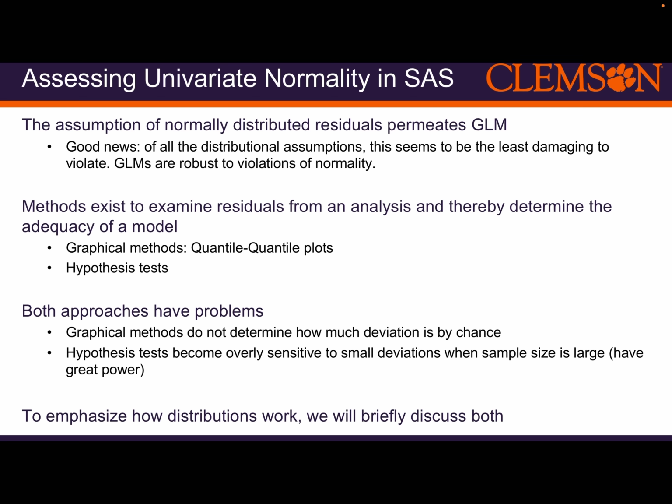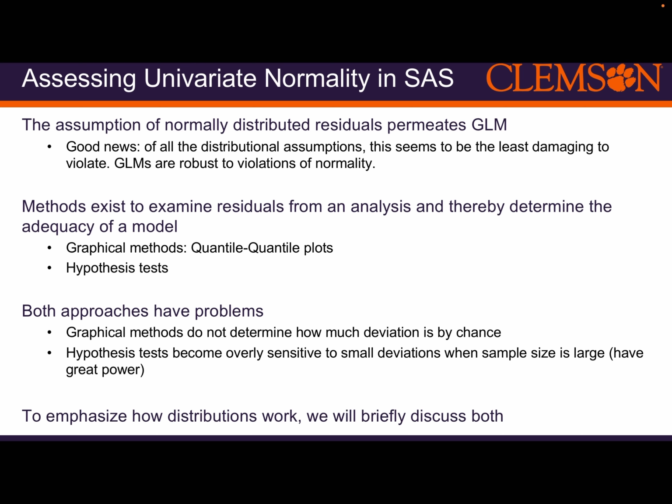There are methods that exist to examine residuals from an analysis and then determine the adequacy of the model itself. And they come in different flavors. There's a graphical method using QQ or quantile plots. And then there is an actual hypothesis test, which is even more seldom used than the QQ plot approach. But actually, both of these have a few problems. The graphical methods don't determine how much of a deviation from normality is by chance. So you can't tell if this is normal.